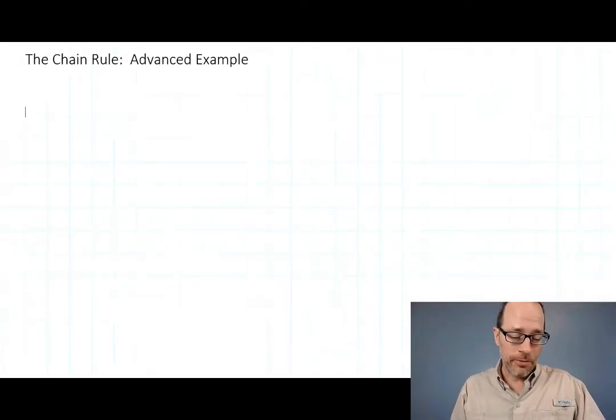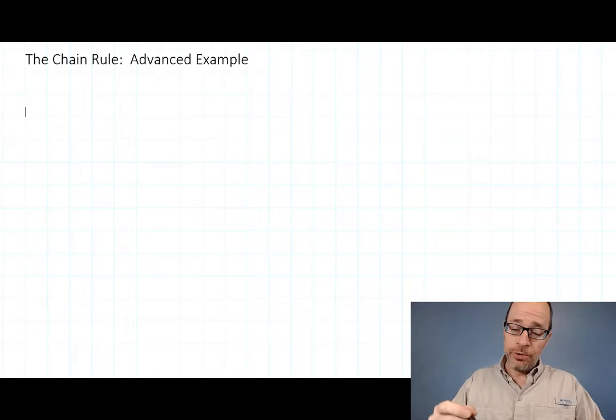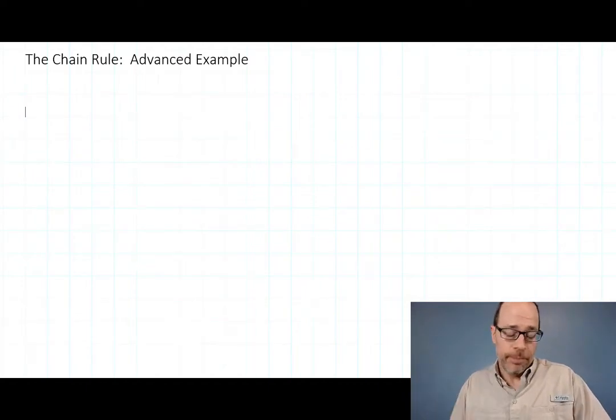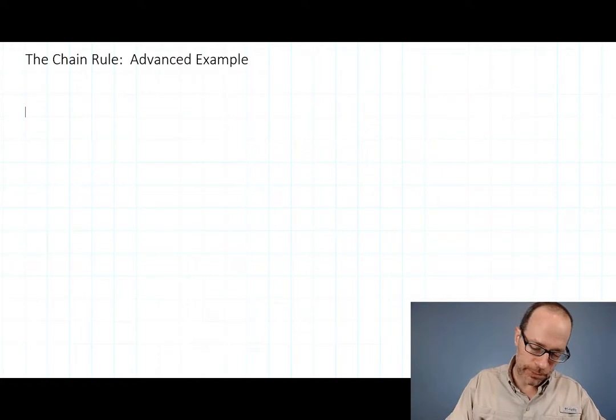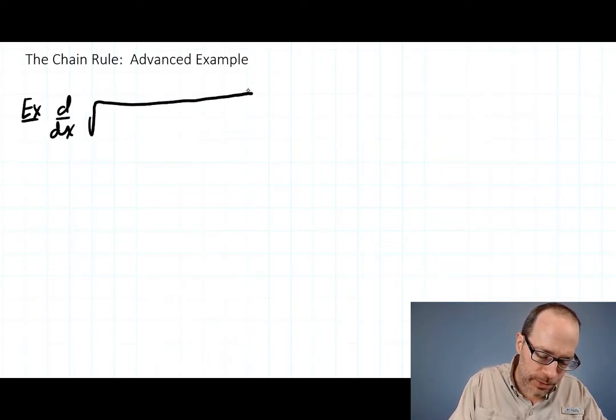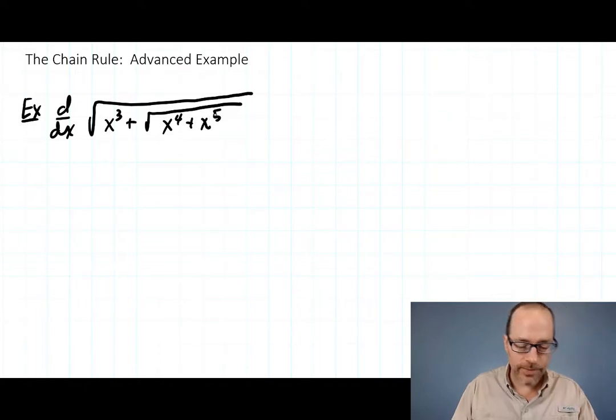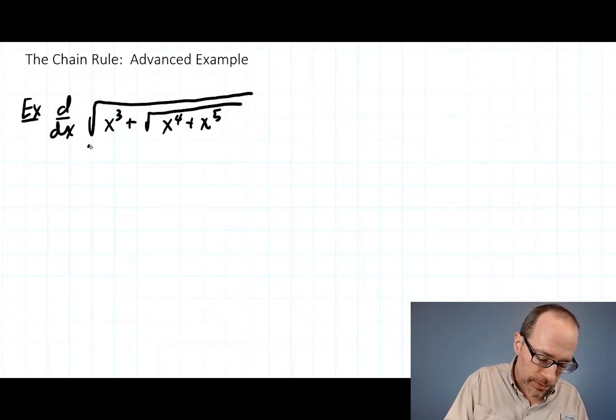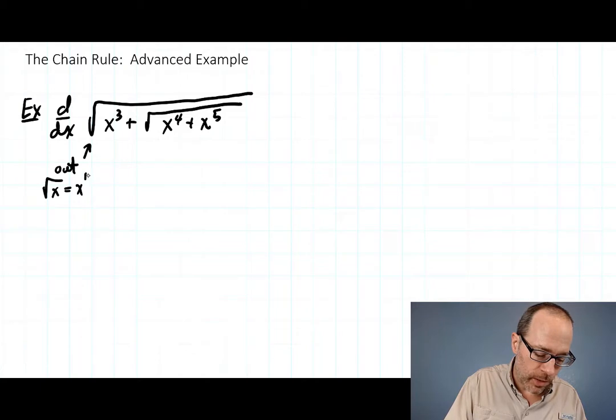All right, howdy. We're going to do an advanced example of the chain rule now, and it's advanced because we'll have to do sort of a chain rule within a chain rule problem. So here's a typical example of how these things come up. You might have the square root of x cubed plus the square root of x to the fourth plus x to the fifth. As you go about this problem, you notice the outside part of the function is just the square root function, which you can also write as x to the 1/2.